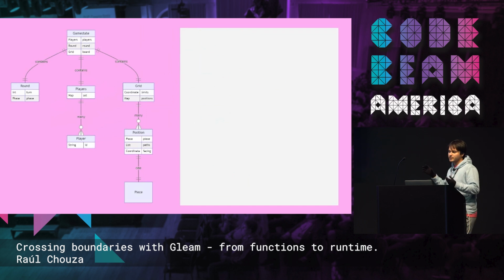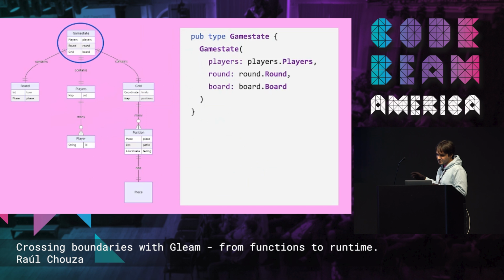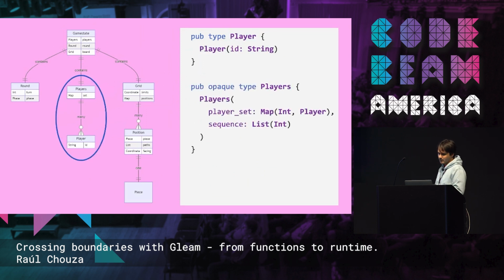This is more or less how the current implementation is layered. We have different game entities along with their relationships. First, there's the game state at the top, which holds round information, the player's information, and a coordinate grid with the pieces. By itself, it's just a wrapper type and not much more. We have player-related entities. A player by itself just contains an identifier, which could be a new ID or a name or anything you can hold on to. Then, the players type holds a set of the players along with the turn sequence.